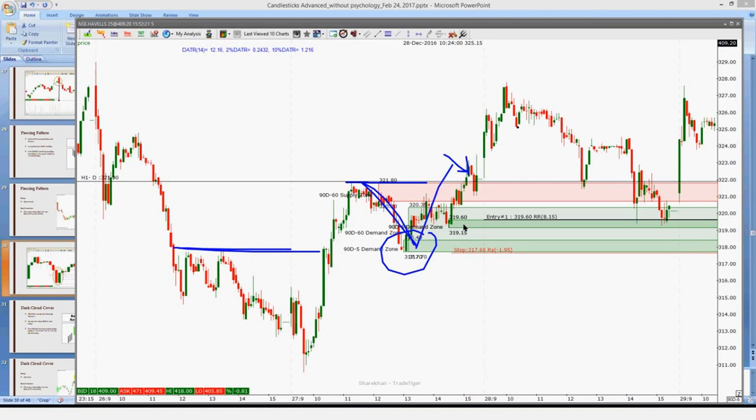But since it was coinciding with such a good 60-minute zone, and at the same time there was a piercing pattern, there's a very high chance that since this zone is also very good in structure, price may not retrace to this level. So I may choose to take a trade like this.